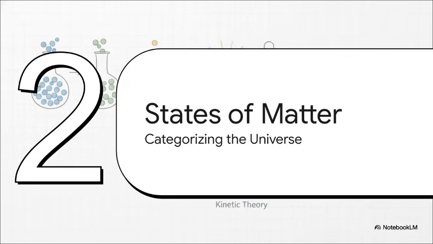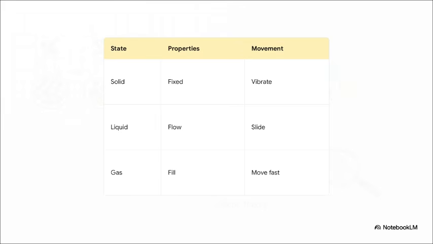Section 2. States of matter, or halat al-madda, categorizing the universe. So how does particle movement dictate what a substance actually feels like? Well, in a solid, or sub, particles vibrate in fixed positions. Because they're locked in, solids have a fixed volume and shape, hajm wa shakl thabitain. In a liquid, sa'il, the particles have a little more freedom. They slide past one another. Because they glide like this, a liquid keeps a fixed volume but flows to take the shape of its container.